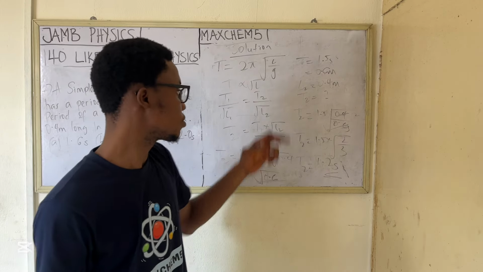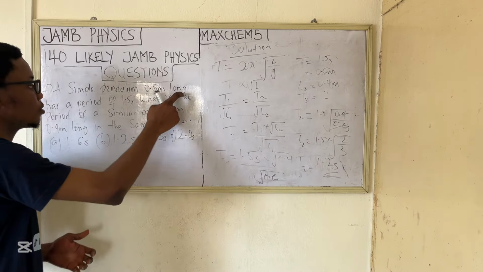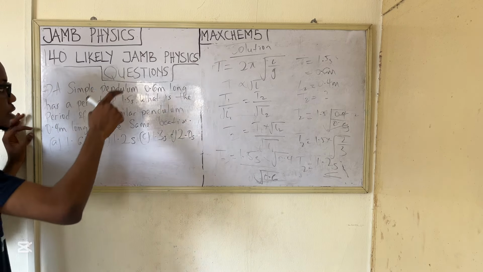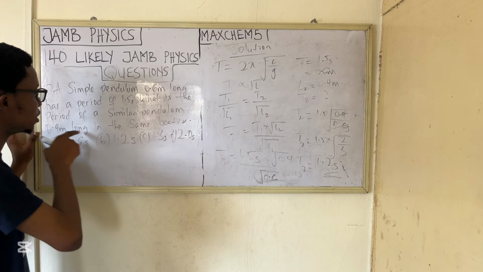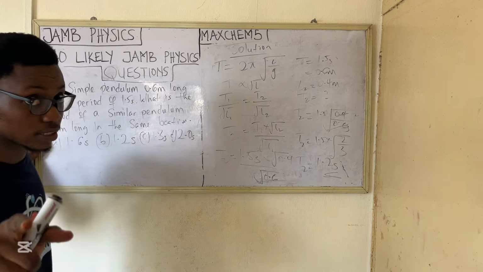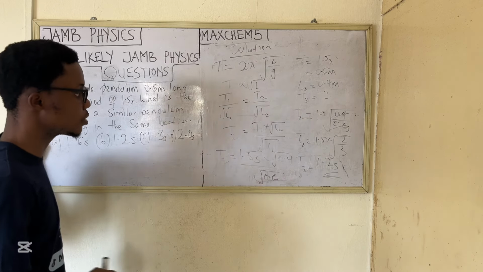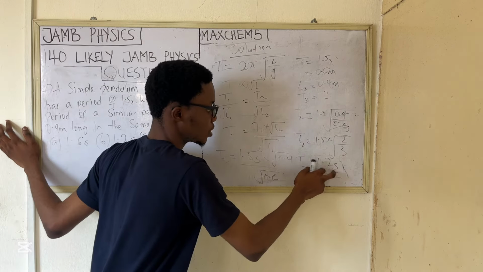So here we had 0.6 meter long. That was the first length, and the period was 1.5. Now they reduced it to 0.4 meters. They reduced the length. Now the period reduced to what? 1.2 seconds.